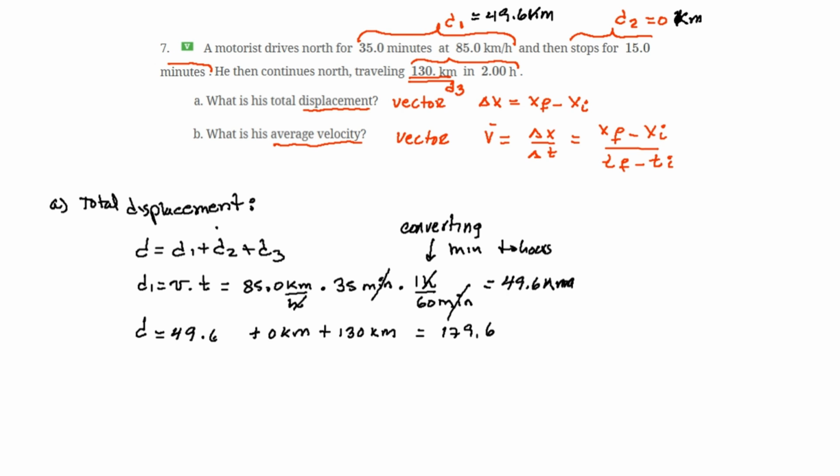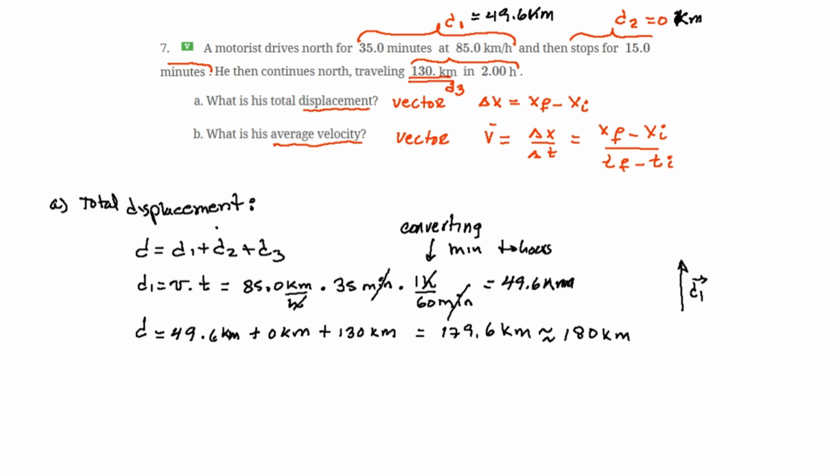Which is approximately 180 kilometers. So this was the total displacement. Now, why am I just adding? Because displacement, I said, is a vector, because he's driving north during the first part of the trip. So this first displacement is north, right? Look at this, north.